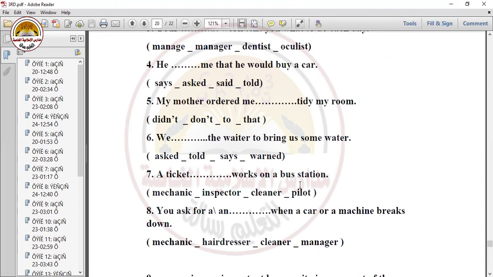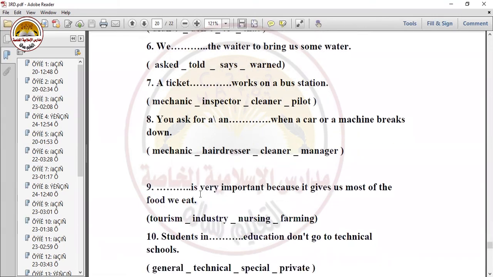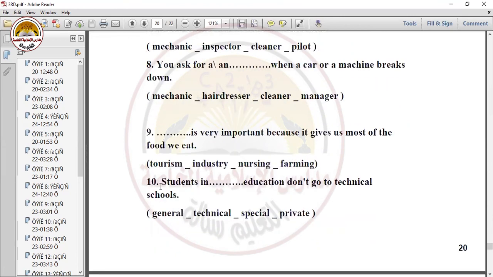Number seven, a ticket inspector works at a bus station. Mechanic, inspector, cleaner, pilot. Inspector, yes. Number eight, you ask for a mechanic when a car or a machine breaks down. Breaks down means it doesn't work. Mechanic, hairdresser, cleaner, manager. Mechanic. Number nine, farming is very important because it gives us most of the food we eat. Tourism, industry, nursing, farming. Yes, farming. Number 10, students in general education don't go to technical school. General, yes, very good.